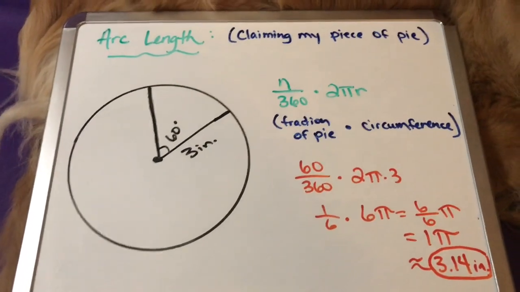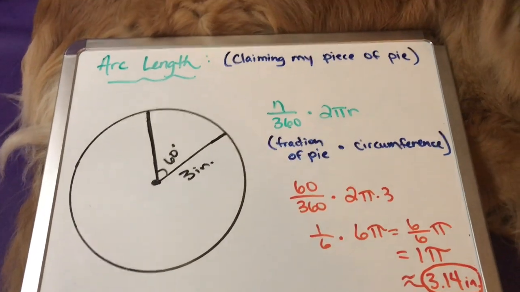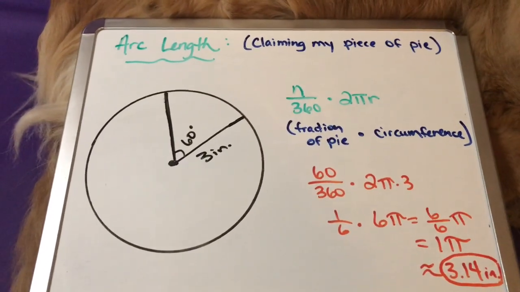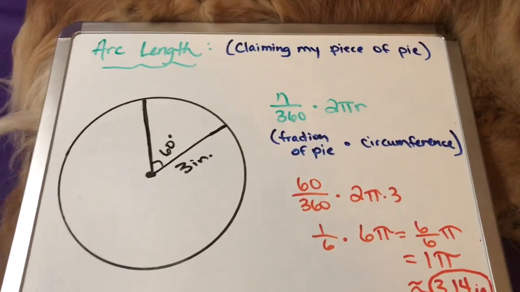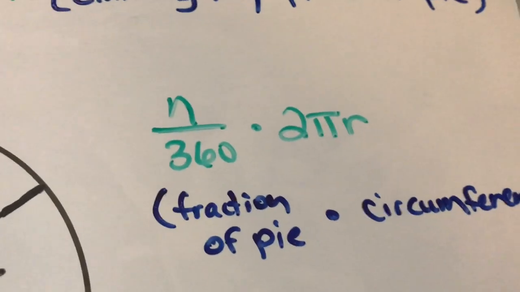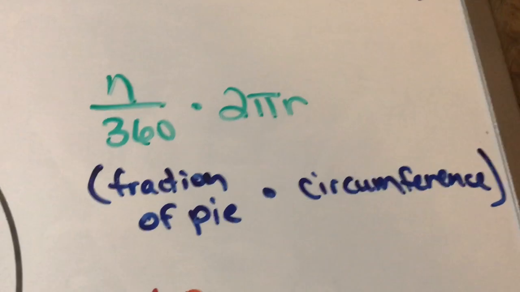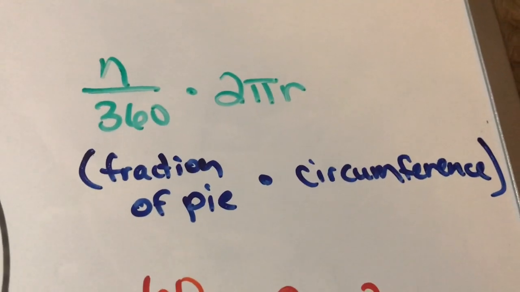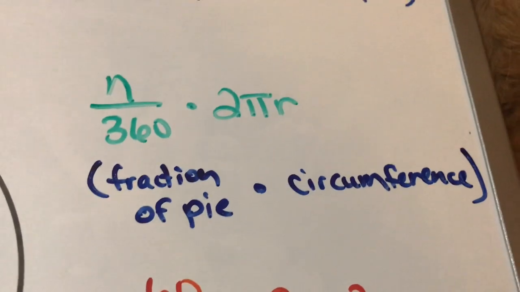So again, we've got our pie, and the arc length is going to be a fraction of the circumference of the circle, because we're just drawing around the outside to claim our piece of pie. So it's the central angle, n over 360 times 2 pi r. Again, you don't have to memorize this because it's logical. It's the fraction times the circumference. Remember, times is of, so it's the fraction of the circumference.